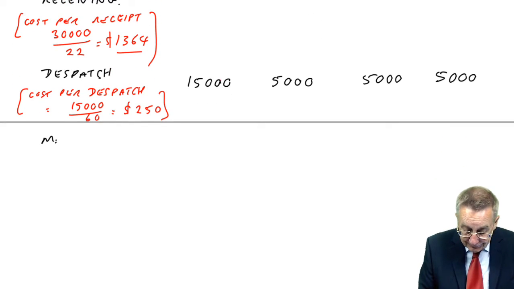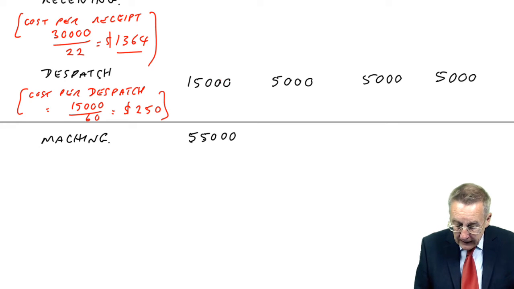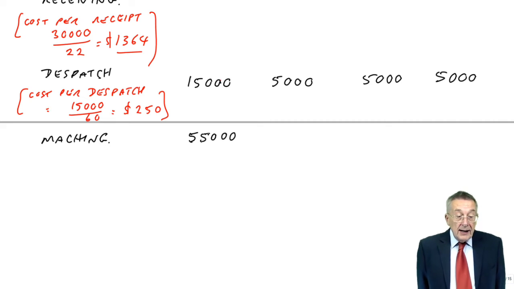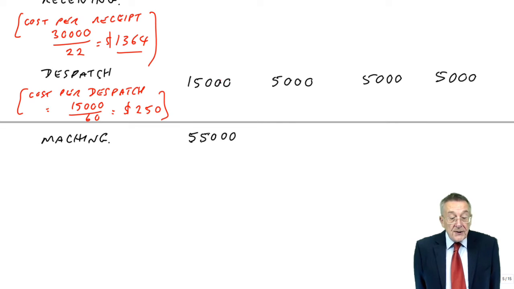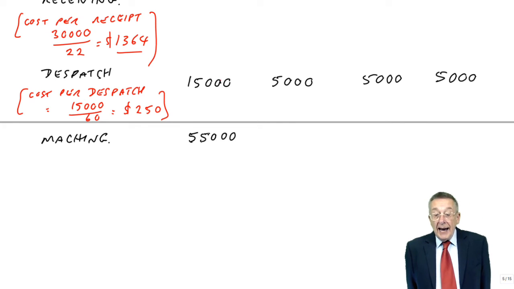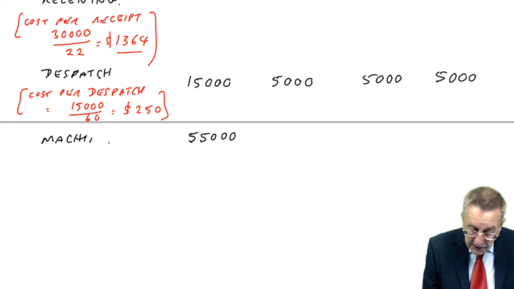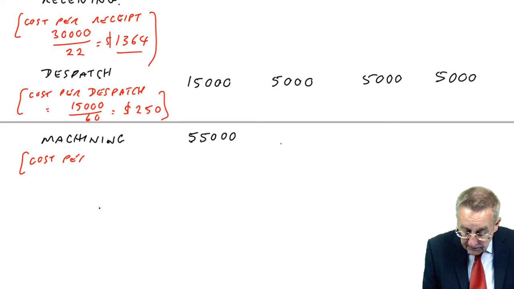Anyway, just one left here. Machining. The cost is 55,000. And how are we going to absorb? Well, again, on the information available, I don't think there's any choice. We'll have to do it on machine hours. I can't spell machining, I've just noticed. We'll have to do it on machine hours. And so we'll work out a cost per machine hour.